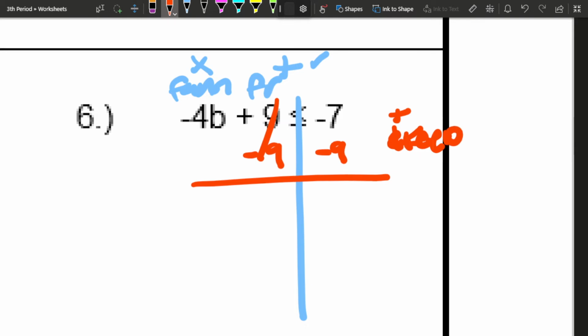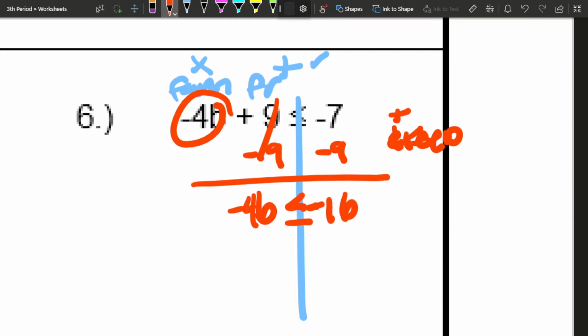So 7 plus 9 is 16, but it has to be negative. Bring the sign down, less than or equal. It's negative. And then the family, bring them along: negative 4b.